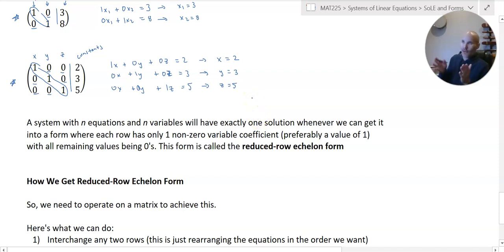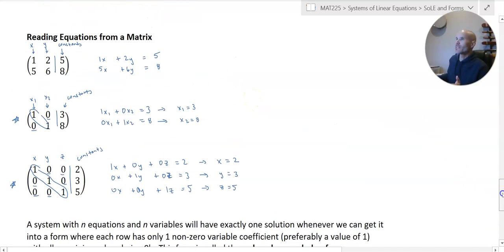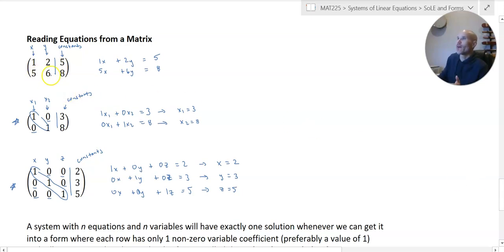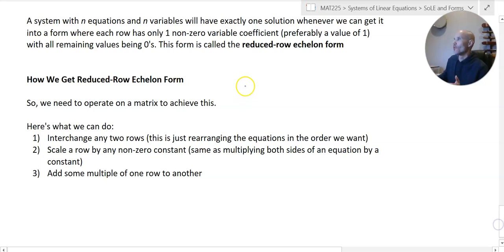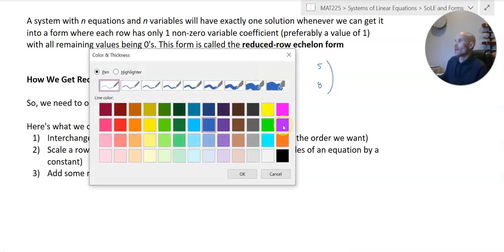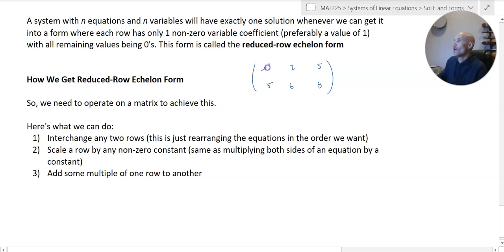So the question is, if we start off with a matrix like this one over here, 1, 2, 5, 5, 6, 8. I'm going to pick on that one for a moment. And if I want to get it into that reduced row echelon form, then remember that my goal is to make it look like this. I would want a 1 there, a 0 there, a 0 there, and a 1 there. These other values will obviously change, because I'm going to have to do the same thing to all the values.